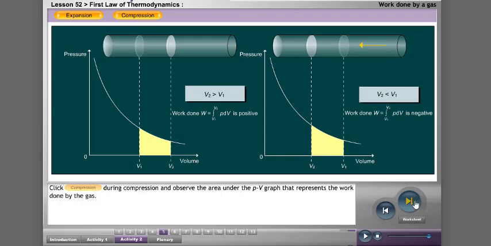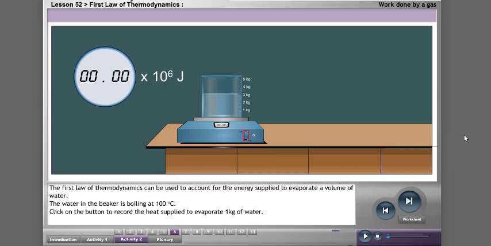The first law of thermodynamics can be used to account for the energy supplied to evaporate a volume of water. The water in the beaker is boiling at 100 degrees Celsius. Click on the button to record the heat supplied to evaporate 1 kilogram of water.